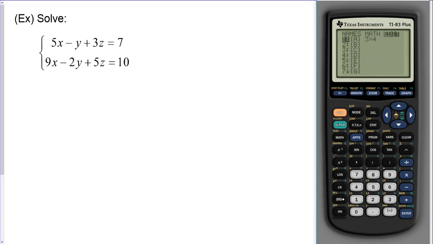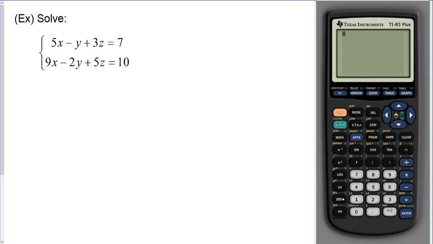So under the matrix menu, I'm going to my matrix editor. This time I have only 2 equations, so I'm going to change it into a 2x4 system. The first equation is 5x minus y plus 3z equals 7. So the coefficients are 5, -1, 3, and 7. The second equation is 9x minus 2y plus 5z equals 10. So the coefficients are 9, -2, 5, and 10.